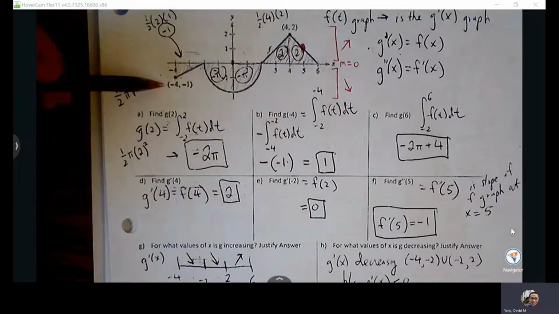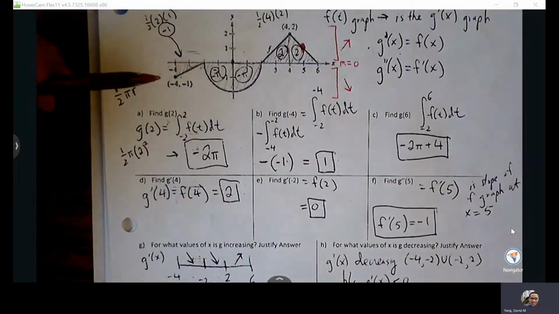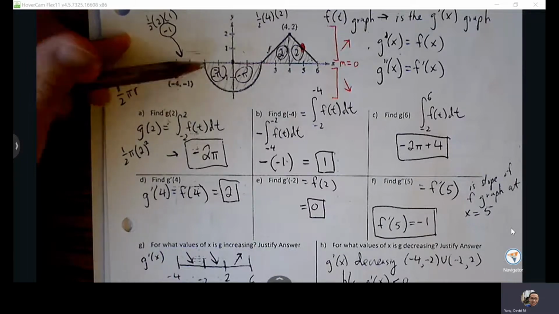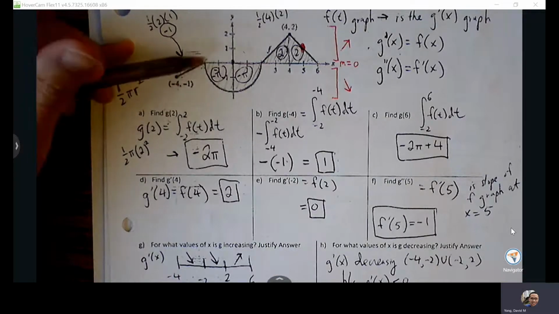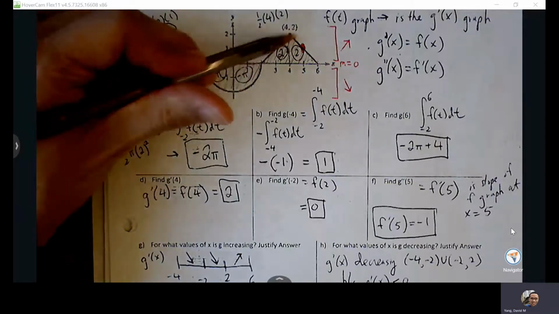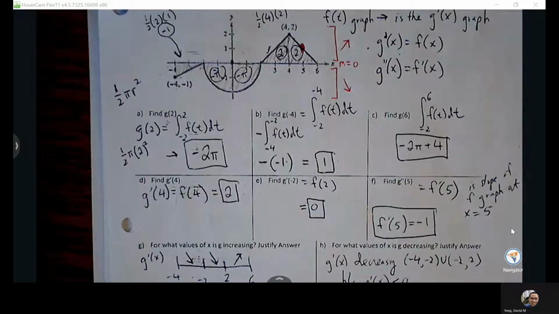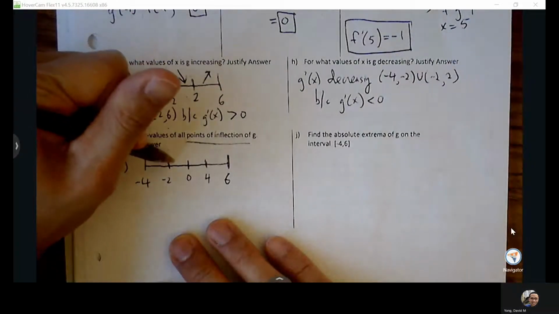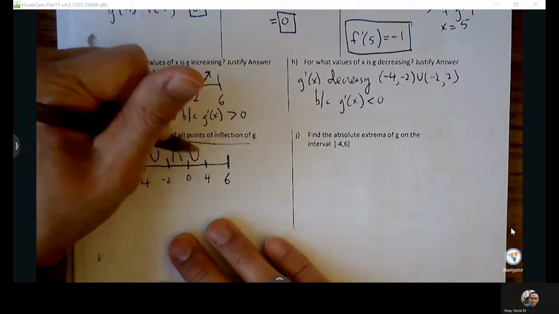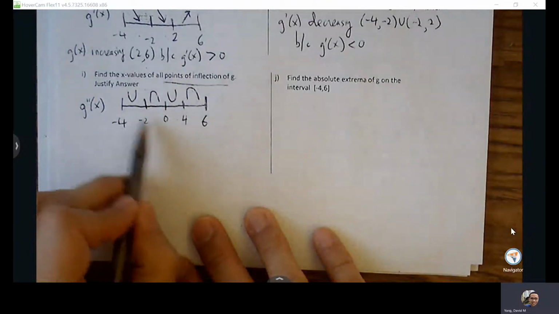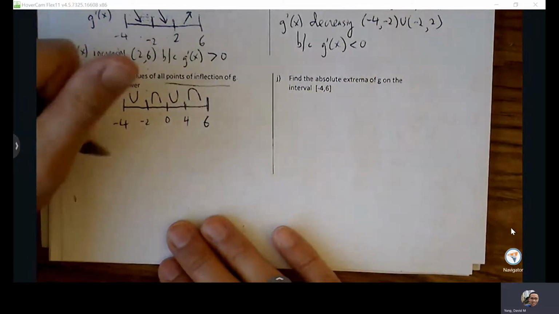And then if we look at where the graph is rising and falling, that's going to correlate with concavity, right? So here, the positive slope of my G prime graph means this is concave up, concave down, concave up, concave down. Okay, points of inflection at -2, 0, and 4 because G double prime changes signs.